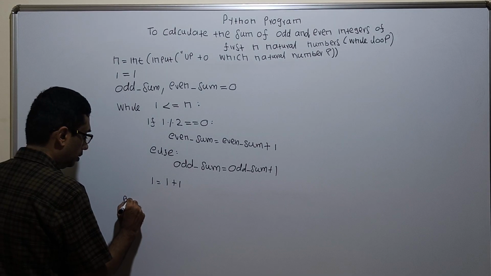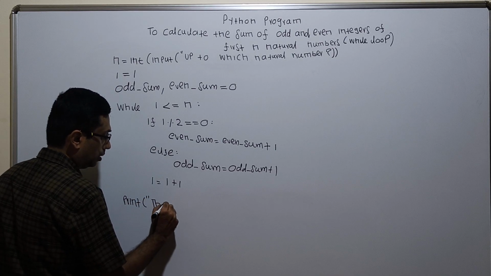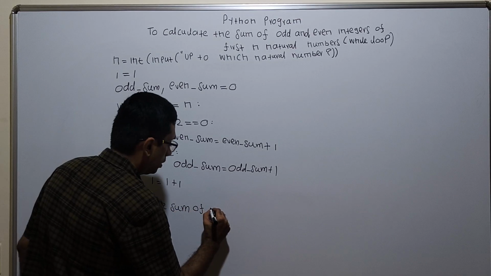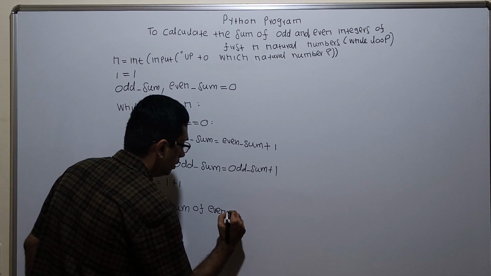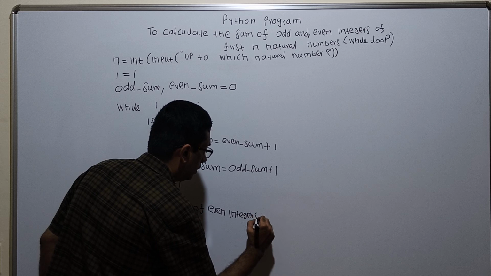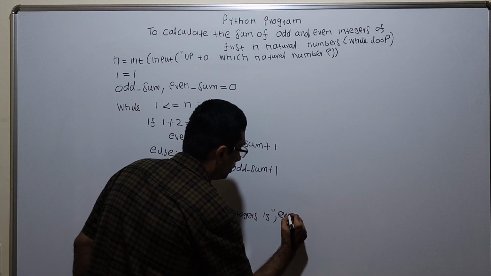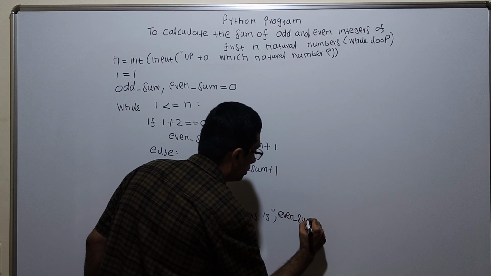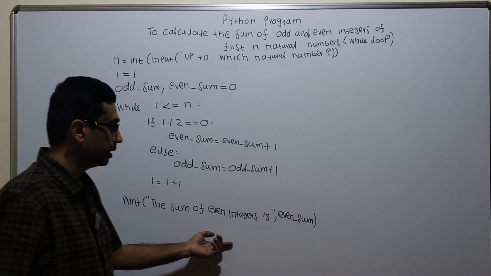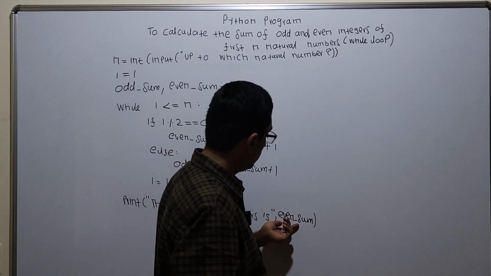Print, double quotation, the sum of even integers is, closing the double quotation, and printing even_sum. So a string will get printed. The sum of even integers is, and the value stored in the variable even_sum will get printed here.